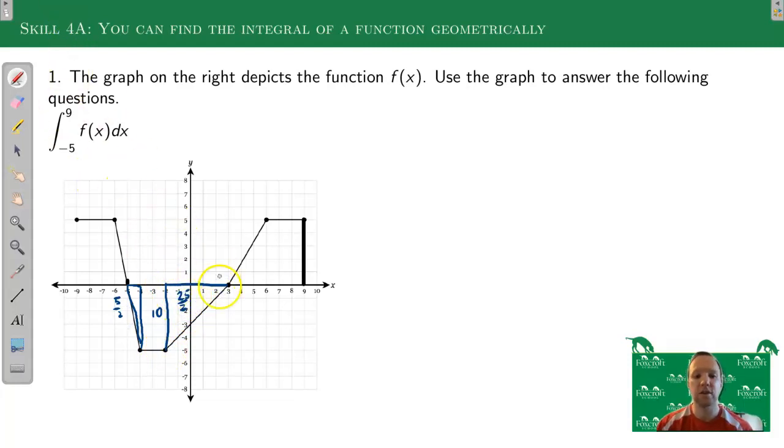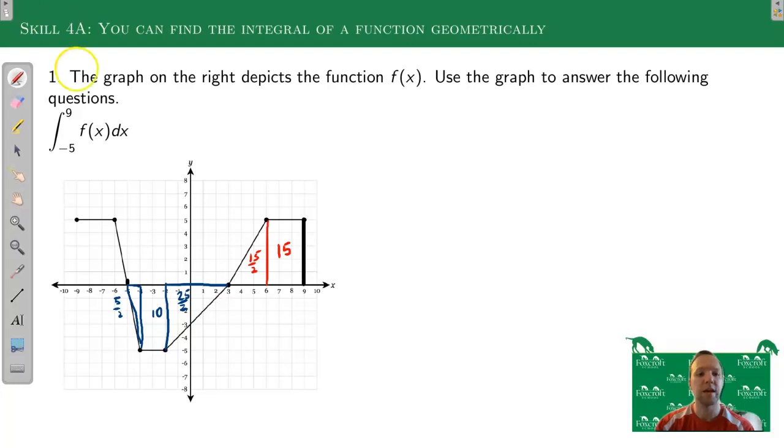I just have a couple extra things to do because last time I finished at 3, this time I finished at 9. So here I have another triangle. That's 3 wide, 5 high, so that's 15/2. And this rectangle here is 3 wide, 5 high, so that's a total of 15. Just make sure you don't divide the rectangles by 2, because they're rectangles, not triangles.